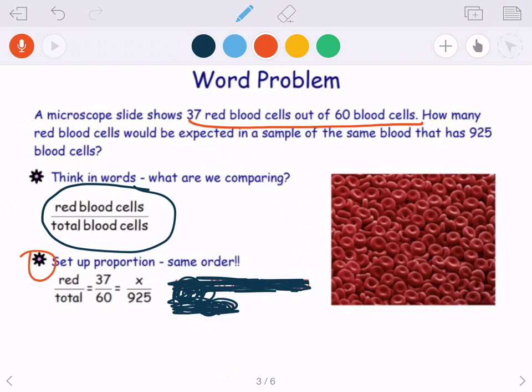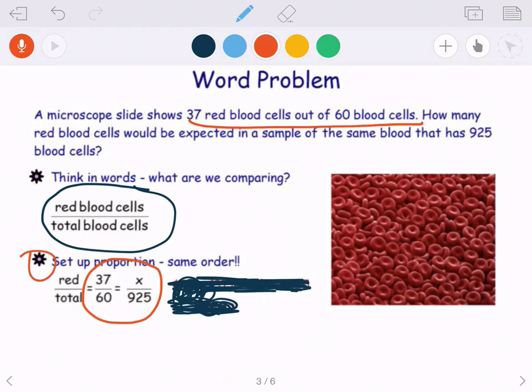So the second part of the problem reads, how many red blood cells? So right there it tells you we don't know the amount of red blood cells, so we have an X to represent that in a sample of the same blood that has 925 total blood cells. So my proportion is going to be right here, 37 out of 60, and then in that same sample we're trying to figure out how many red out of 925. So we have a proportion here.